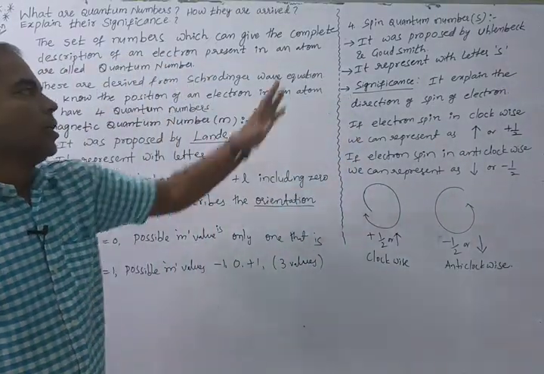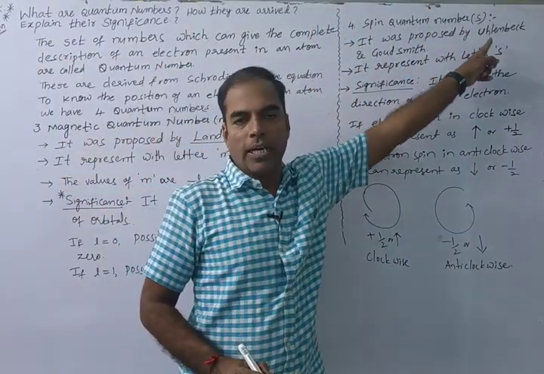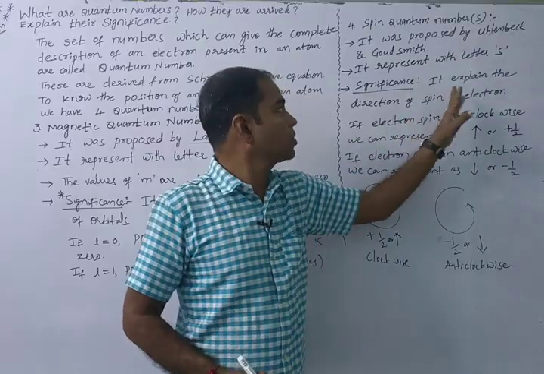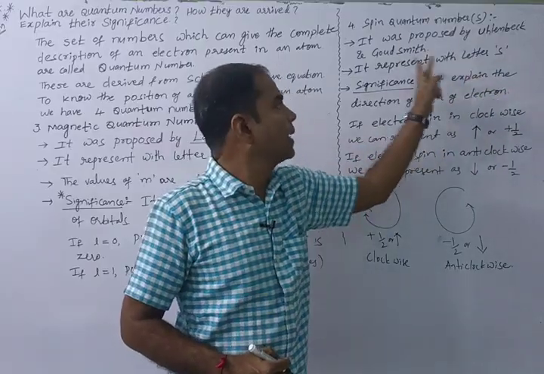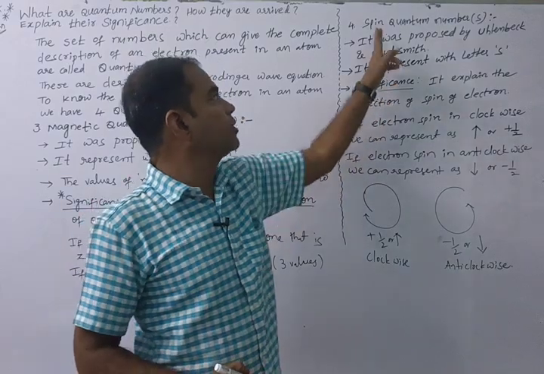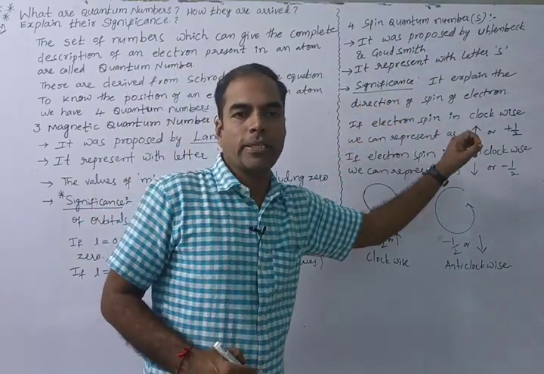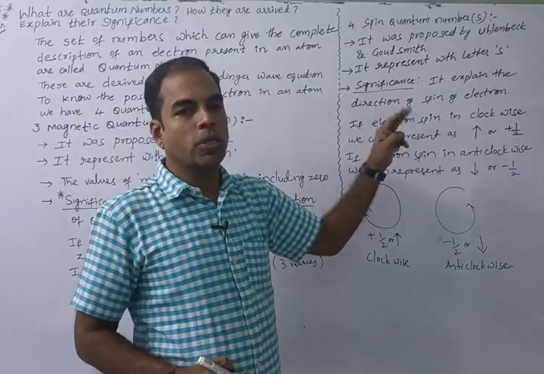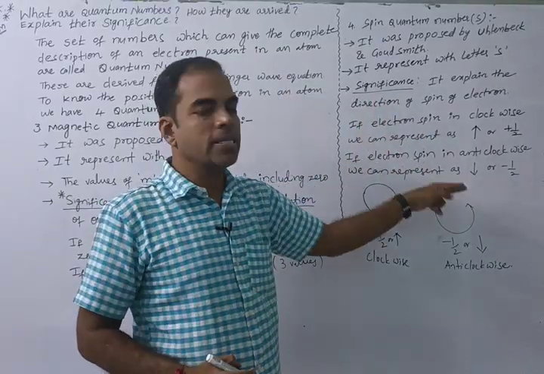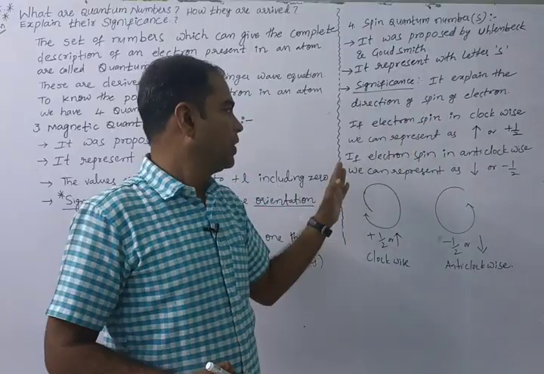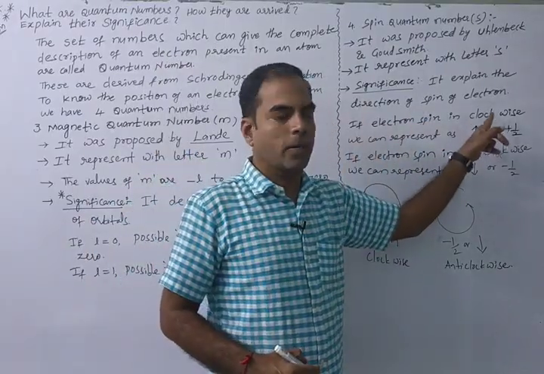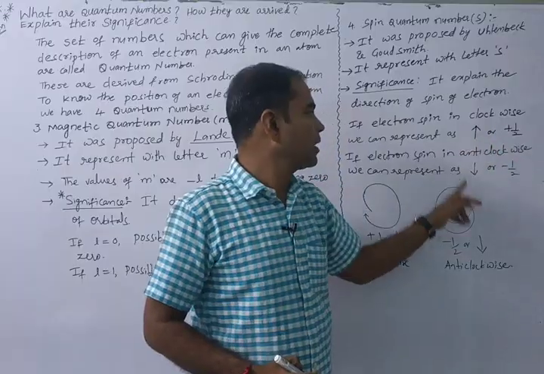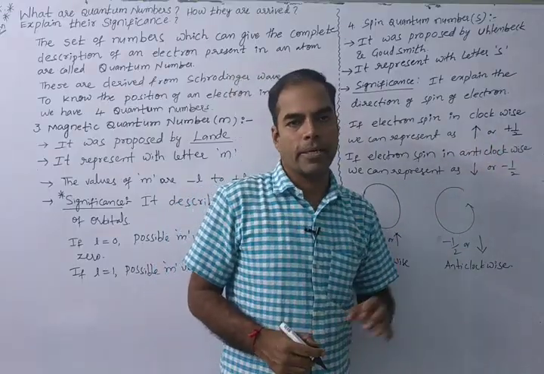Okay. Spin quantum number is represented with the letter S, proposed by Uhlenbeck and Goudsmit. The significance of the spin quantum number is to explain the spin of electron. Generally, the electron spins in two directions: clockwise and anti-clockwise. If clockwise, we represent it as upward arrow or plus half; anti-clockwise, downward arrow or minus half.